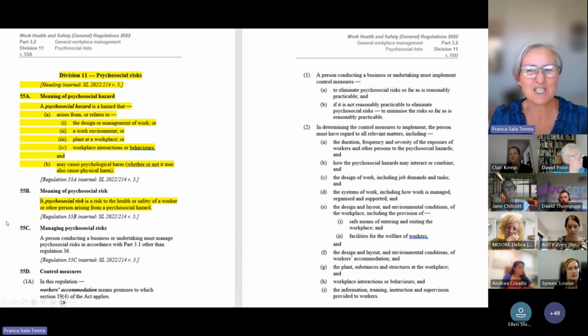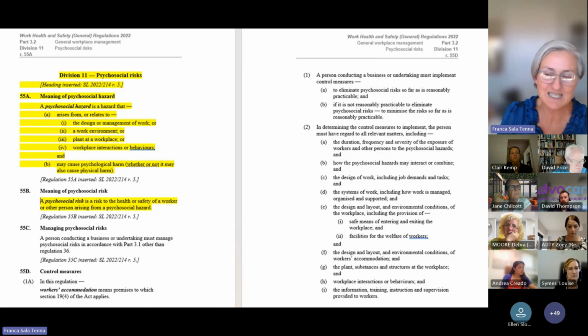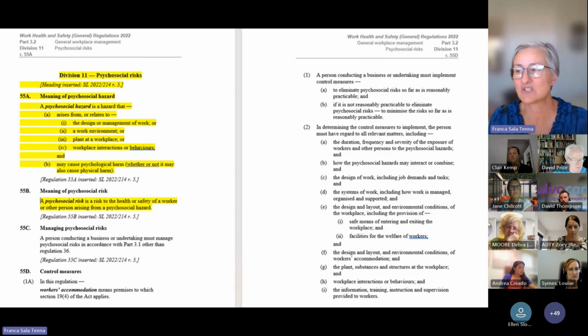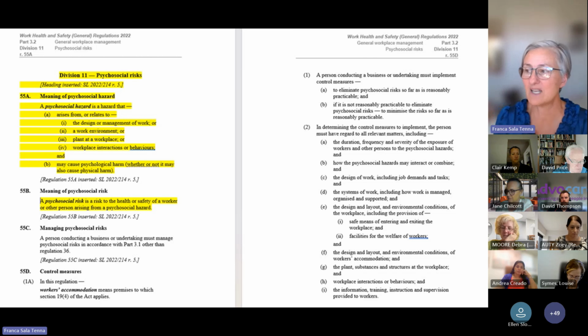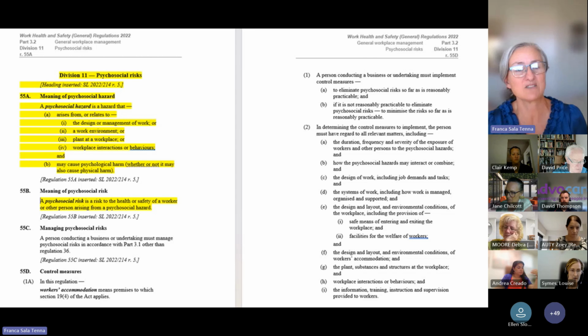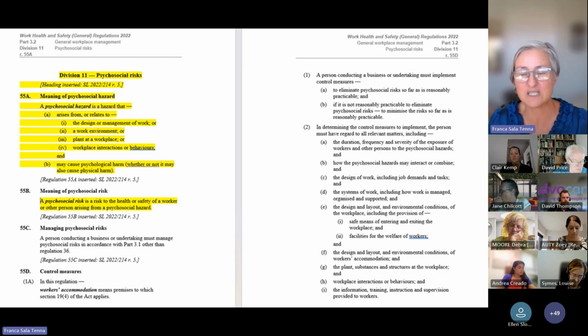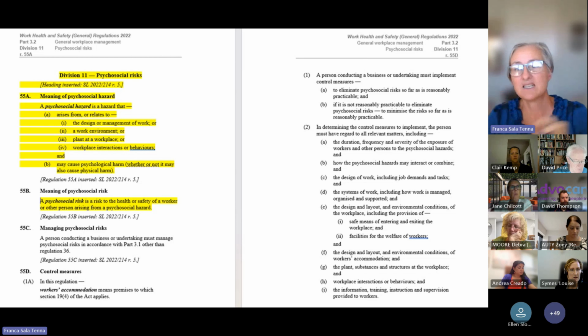And we have this distinction between a psychosocial hazard and a psychosocial risk. Just so we're clear about that distinction, section 55B basically says a risk is a risk to the health or safety of a worker which has arisen from a psychosocial hazard. So a hazard can create a potential risk. And so when we look at how they language it, generally they language it as a psychosocial hazard that can relate to a psychosocial risk.